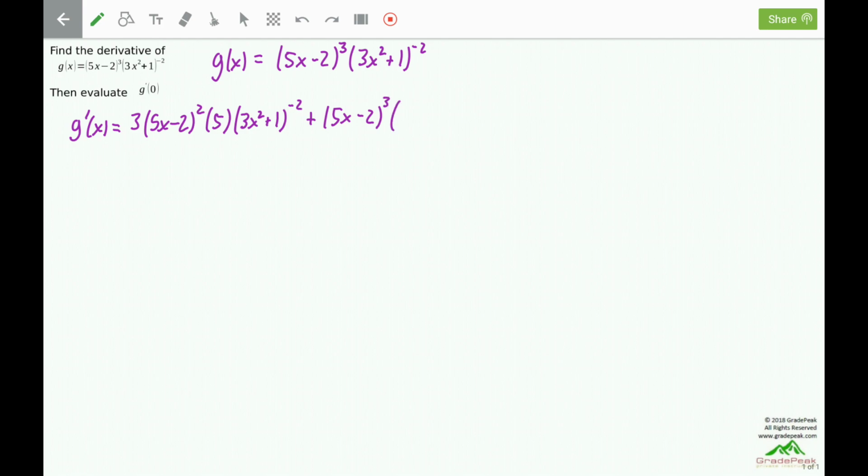times the derivative of the second. Now the derivative of the second will be, bring down the power, negative 2, leave the inside alone, subtract 1 from the power, and that'll be negative 3, and then the derivative of the inside, which will be a 6x.